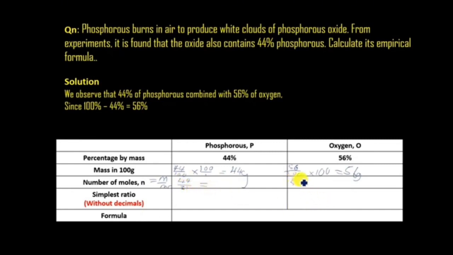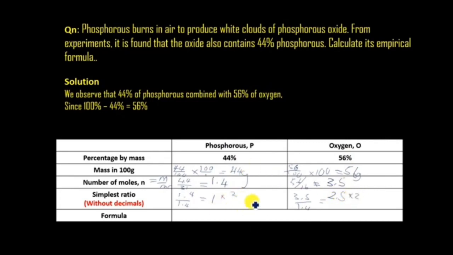Then the number of moles, which we calculate by finding the mass over the MR. This is our deduced mass, 44 divided by the MR, which is 31 grams per mole, and then here it is 56 over 16, which we found from our periodic table. This gives us 1.4, and this gives us 3.5. Here, we're going to find the simplest ratio. We're going to divide by the smallest one from both sides, which is 1.4. 1.4 divided by 1.4 gives us 1. 3.5 divided by 1.4, we're going to use a calculator.